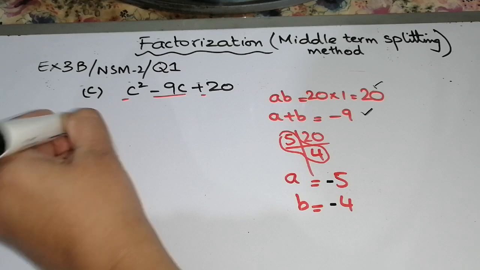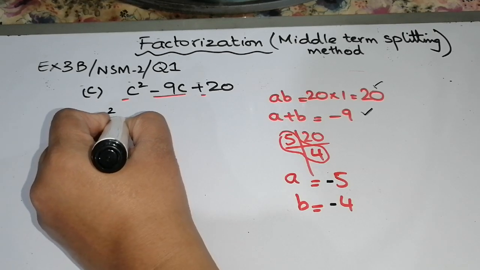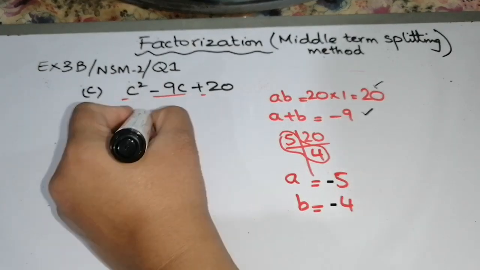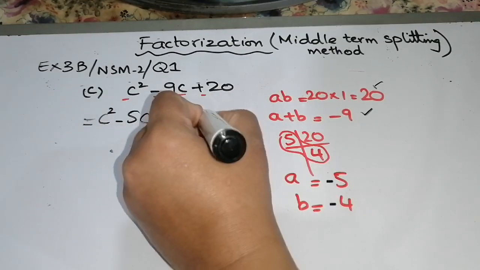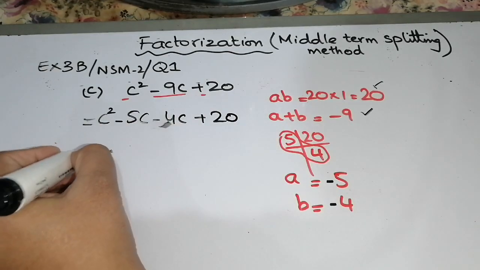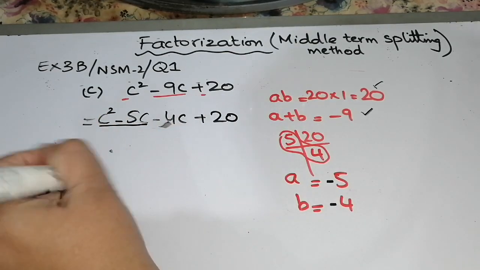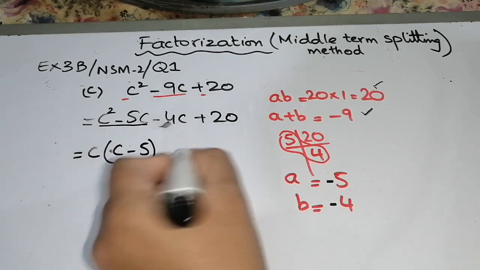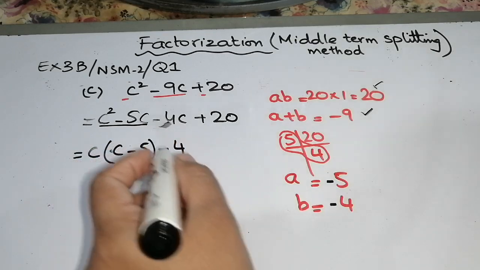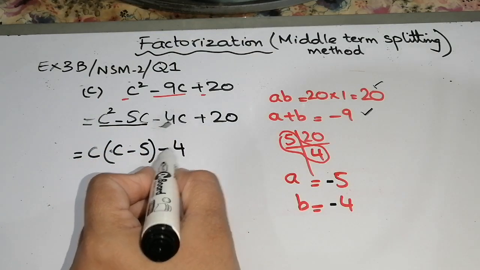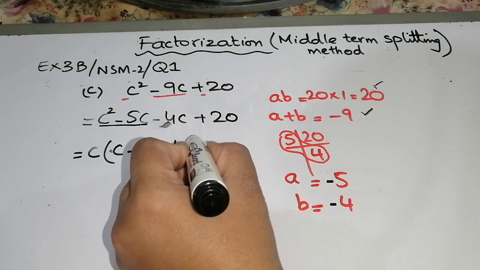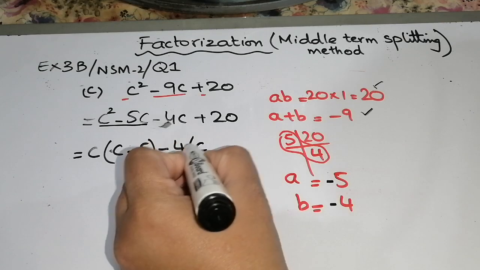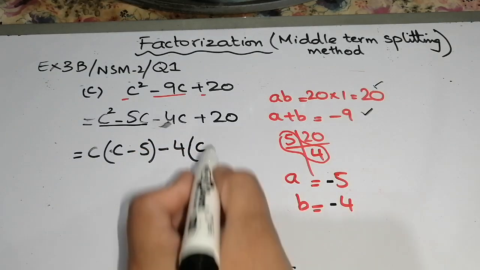We got the pairs. So now I can write down c square minus 5c minus 4c plus 20. So now in the first two terms you can take out c, so inside will be c minus 5. In the second term you are taking 4 out. Now this is very important. You are taking minus 4 outside, so the sign inside will be flipped. This minus will become plus. So 4 is gone, so we are left with c.